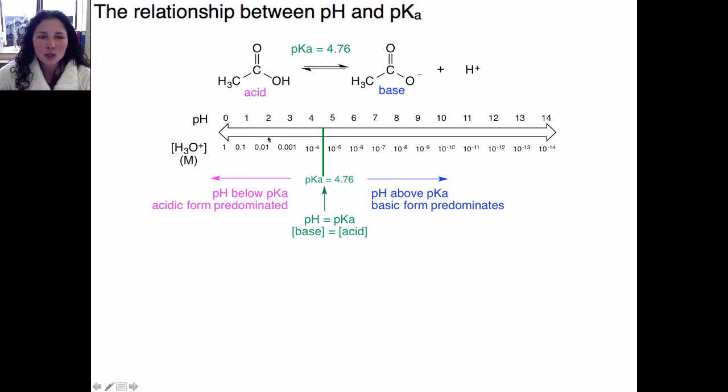At pH 2, the acidic form, or this form, would predominate in solution. At pH 4.7, neither one of the forms would predominate, and they would be equal. So you would have equal concentrations of the acidic and basic forms. However, at pH 10, you're above the pKa, and so the basic form of this conjugate acid-base pair would predominate.